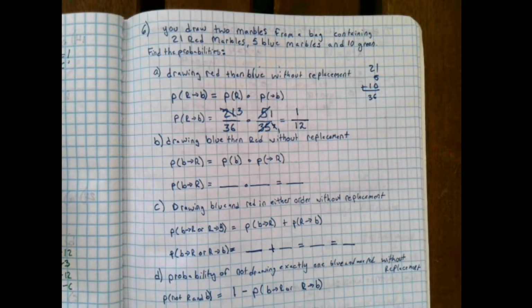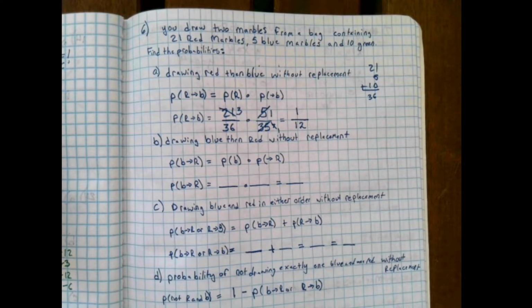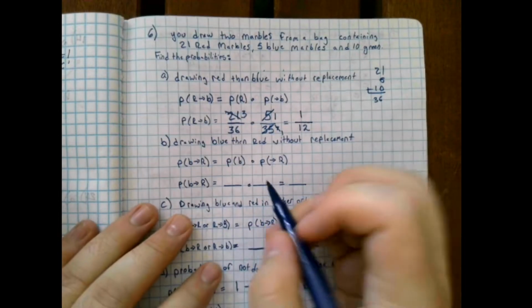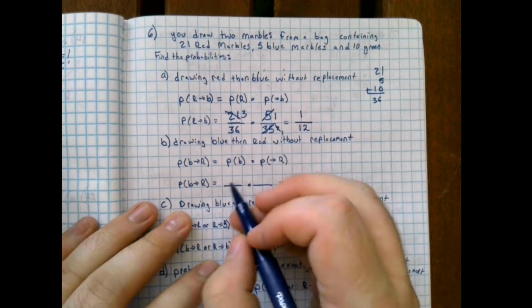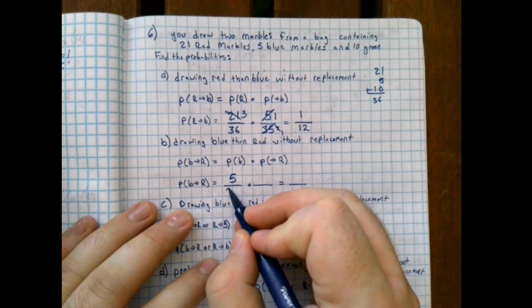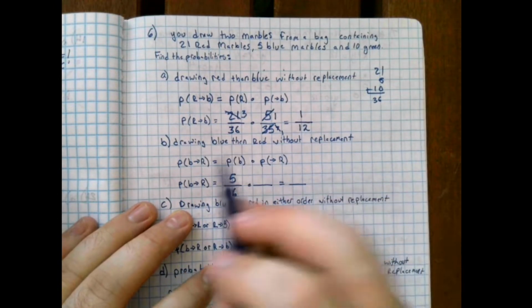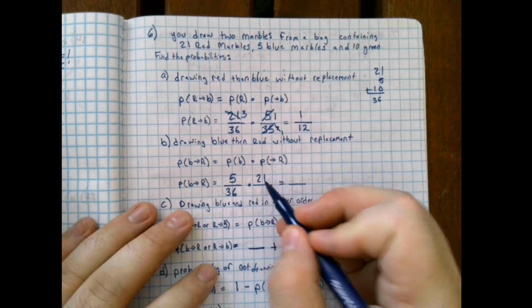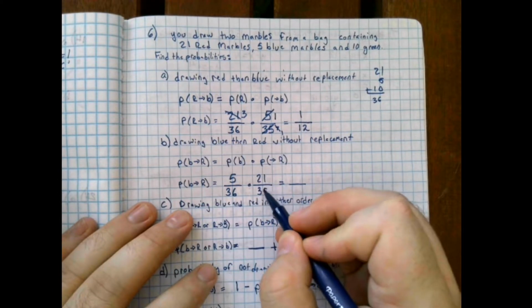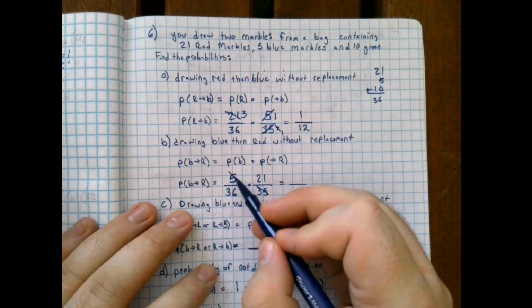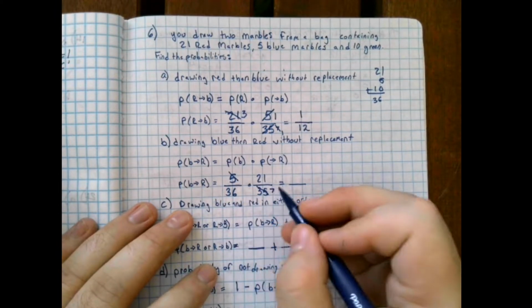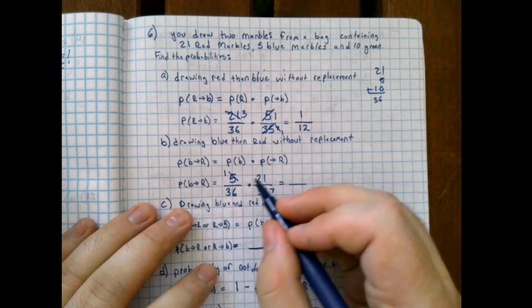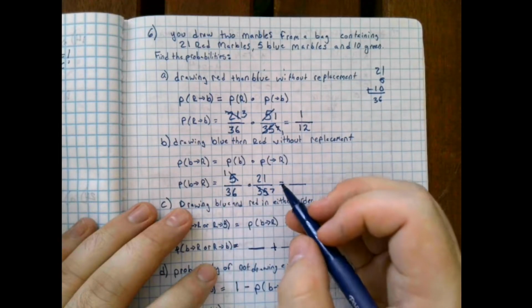Now, we are then asked to find the probability of drawing blue and then red without replacement. To start off with, we have 5 blue marbles, and total marbles is 36. Having picked out one blue marble, the red one will be 21 out of 35. We can cancel out a 5 out of 5 and 35, which will give us 21/7 times 1 over 36.